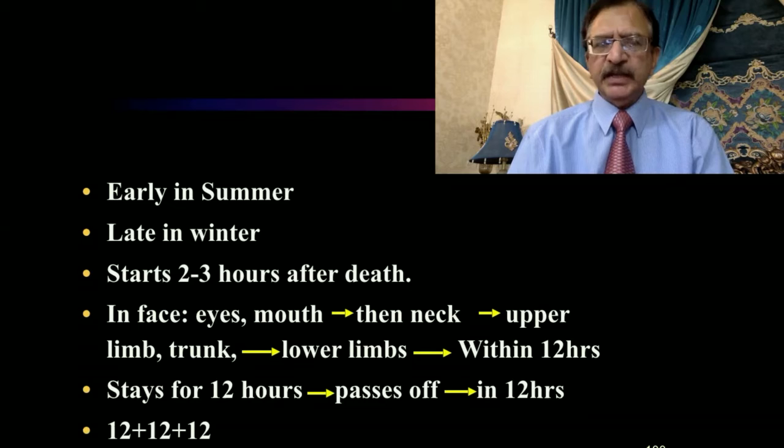So that's why this time estimation is called 12 plus 12 plus 12. The first 12 means 12 hours in its development. Plus 12, the second 12, means for 12 hours it maintains itself. And the next 12 hours means in the next 12 hours it will pass off from head to toe.